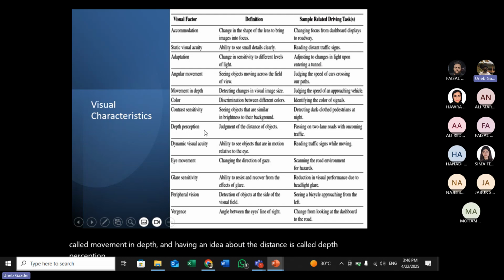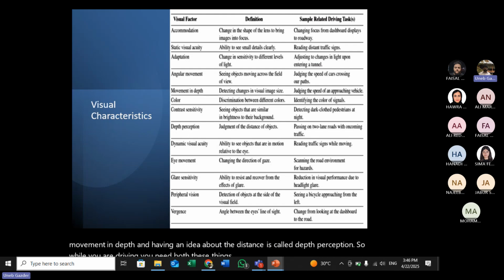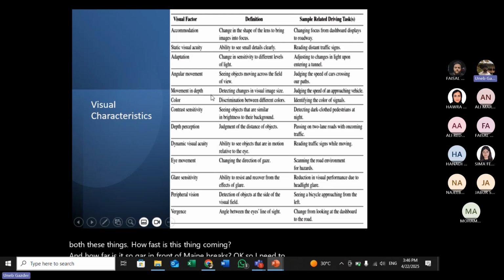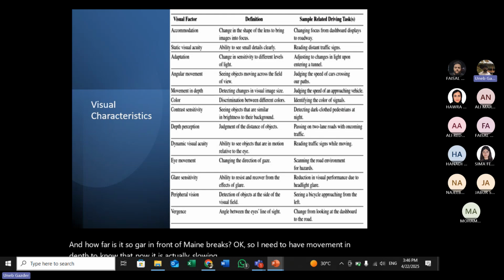So while you're driving, you need both these things, right? How fast is this thing coming, and how far is it? So the car in front of me brakes. I need movement in depth to know that it is actually slowing down. And then I need depth perception to know when I should brake. Should I brake or not? Should I just go to the other lane? So that's why depth perception is important.